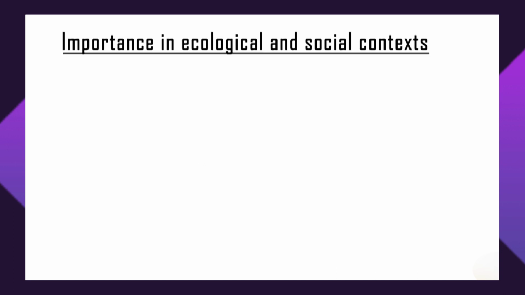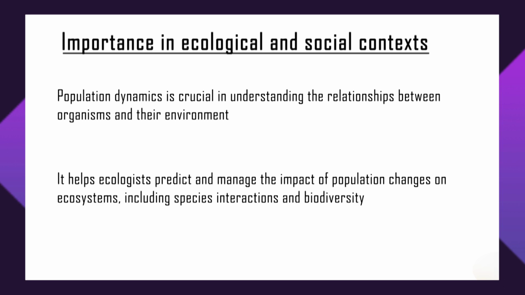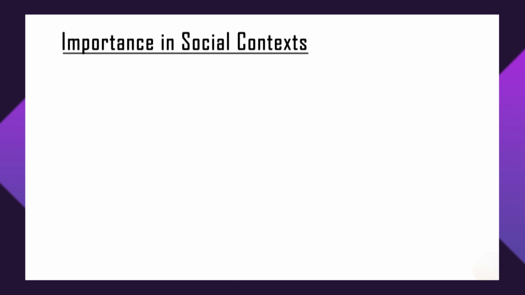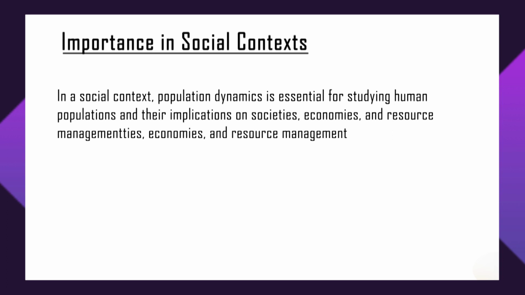Let's start with the importance in an ecological and social context. Population dynamics is crucial in understanding the relationship between organisms and their environment. It helps ecologists to predict and manage the impact of population changes on the ecosystem, including species interactions and biodiversity. Now, the importance in a social context.